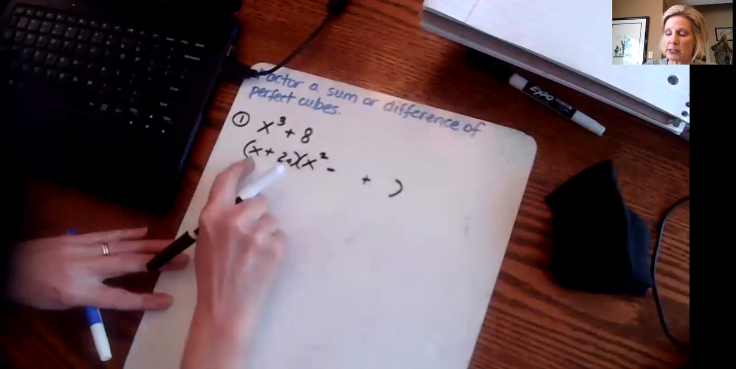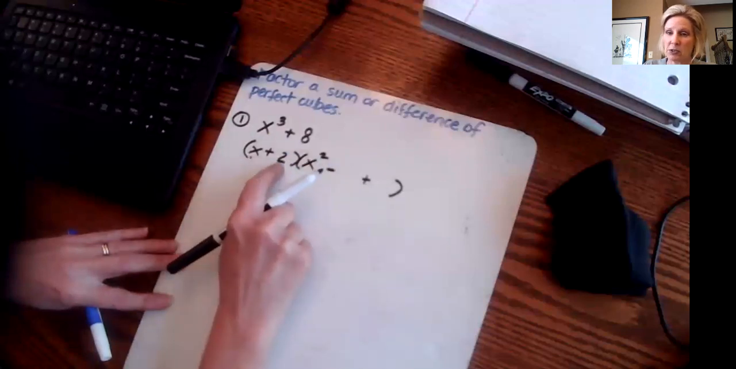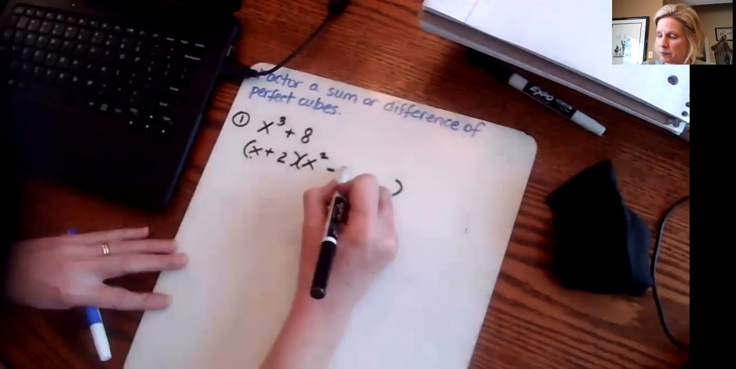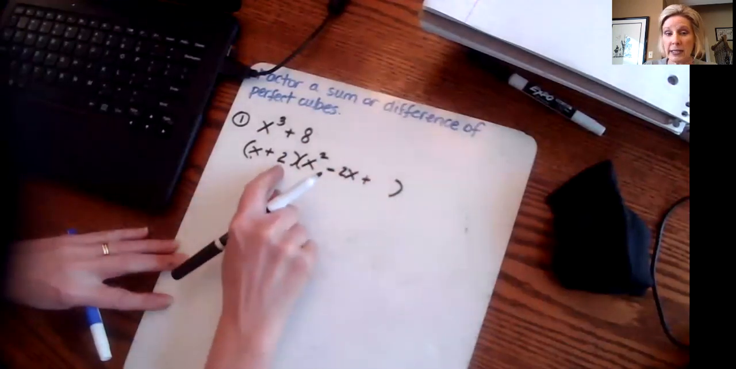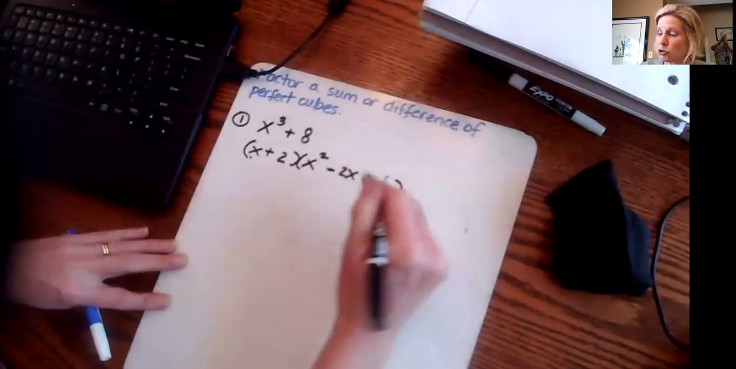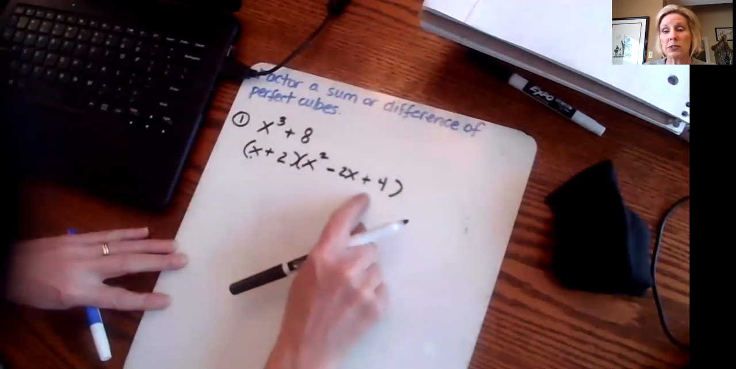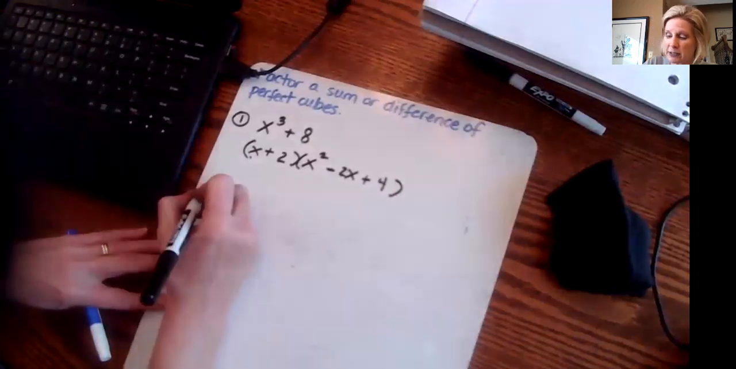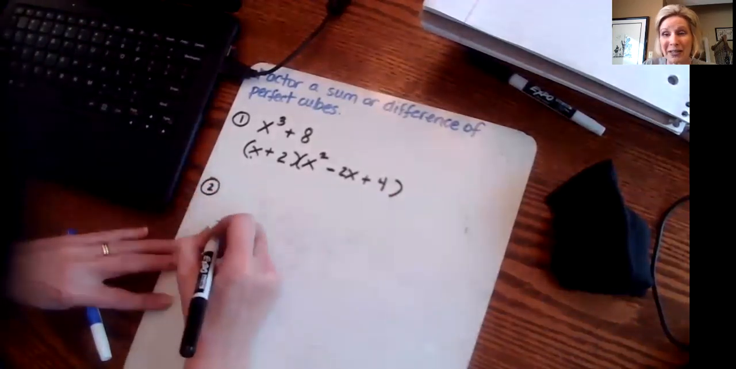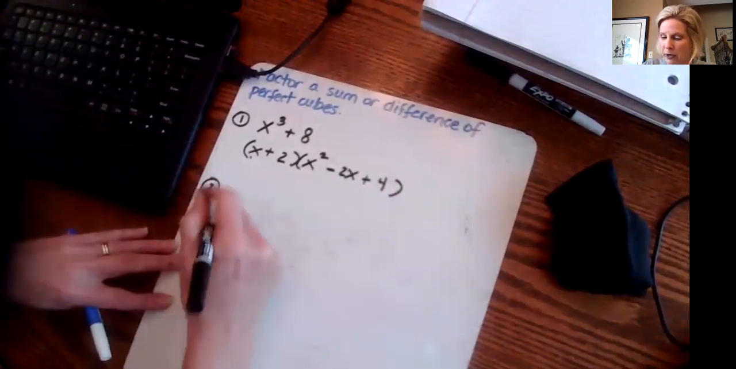In the middle, it's first times second, so x times 2, 2x. On the end, it's second squared, so 2 squared, 4. Guys, this trinomial does not factor again, so you're done.